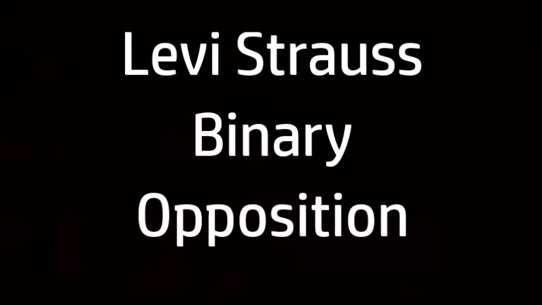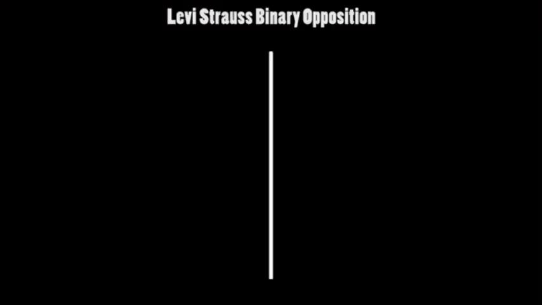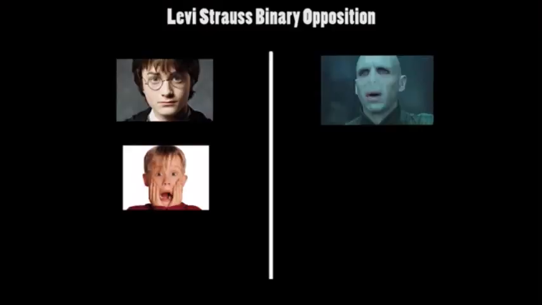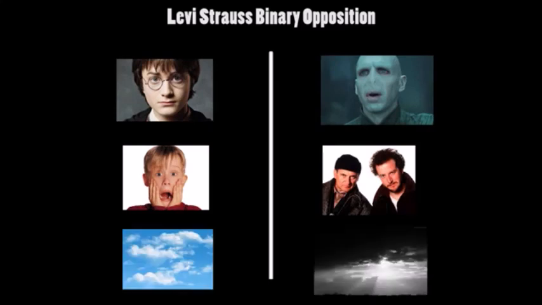He believed that the way we understand certain words doesn't depend on their meaning, but the understanding of the difference between the word and its opposite. Examples of this could be good versus evil, young versus old, or light versus dark.